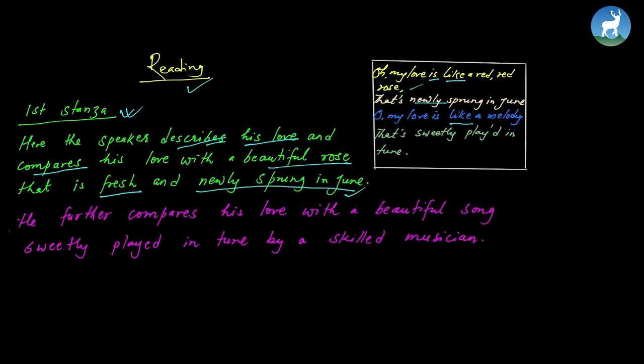Further, the speaker compares his love again with music, a beautiful song that is sweetly played in tune by a skilled musician. So the first stanza talks about how beautiful his beloved was, and he compares his love with a beautiful rose that is fresh and newly sprung in June, and with music that is sweetly played in tune by a skilled musician.